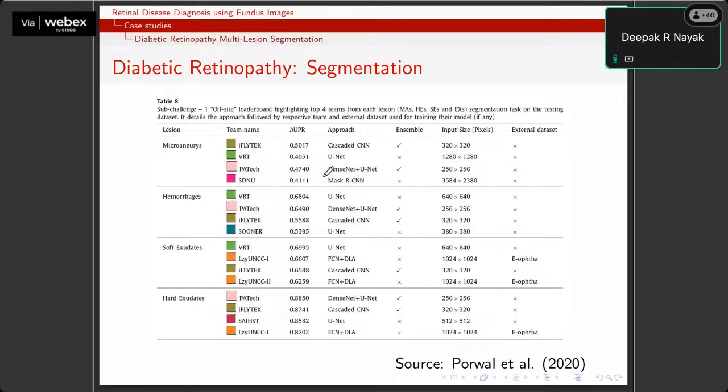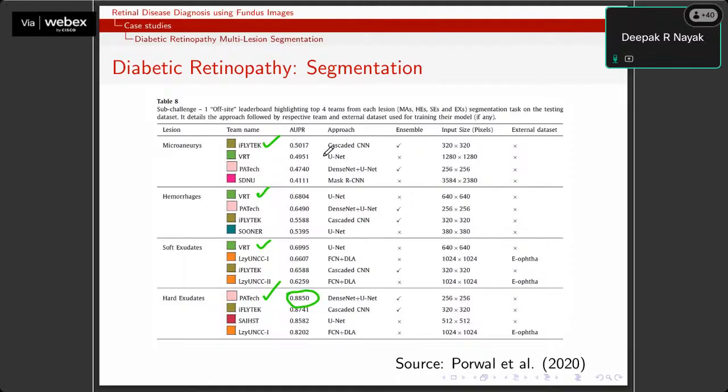Here is one of the results of the leaderboard. There was a challenge on diabetic retinopathy in 2020, and here are the winners, you can see the team names. For this segmentation, you can see this table contains 4 different rows. These rows indicate 4 different individual segmentation tasks, and here is the winner for each of the tasks. The performance in case of hard exudate, which is pretty easy to identify as I already told, is really high, the AUPR value.